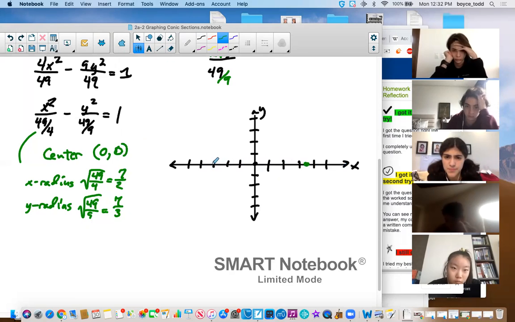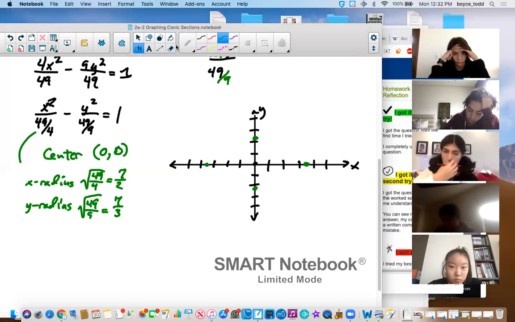And then I'm going to put a dot here, 1, 2, 3.5 is going to give me a dot right here. 7/3 is like 2 1/3. So I'm going to go up right here and put a dot there. Then I'm going to go down 2 1/3 and put another one.